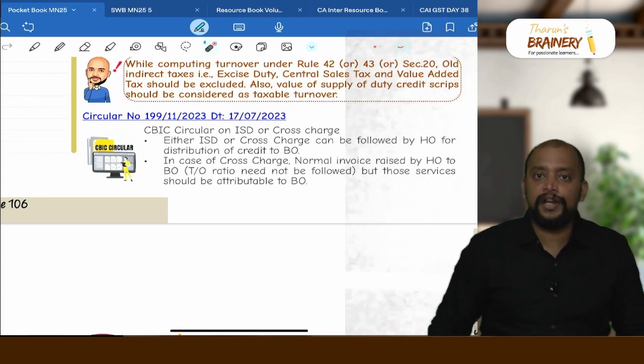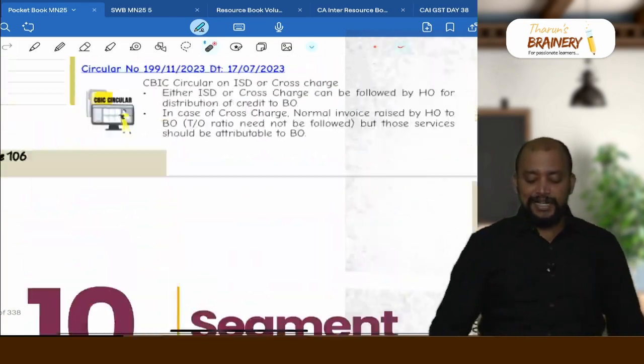So these are the key points related to input tax credit. So with this we completed the revision of ITC.